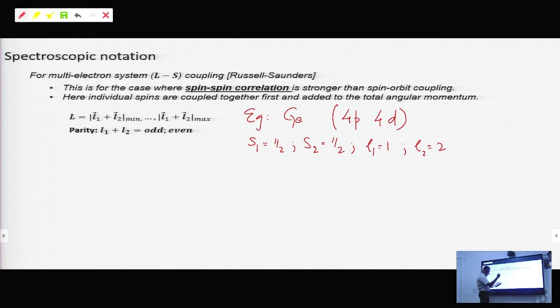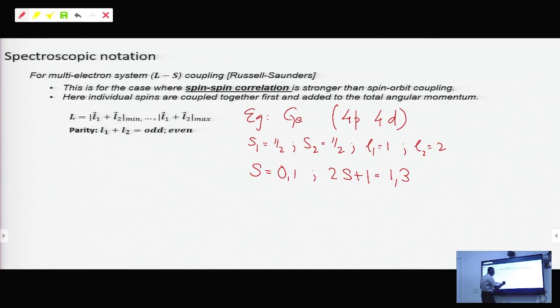Now, since it's LS coupling, we need to write the values of S we get. What are the values of S? Half minus half is 0, and half plus half is 1. So S is 0 and 1. Let's write what 2S plus 1 is: 1 and 3. So these are singlet or triplet states.